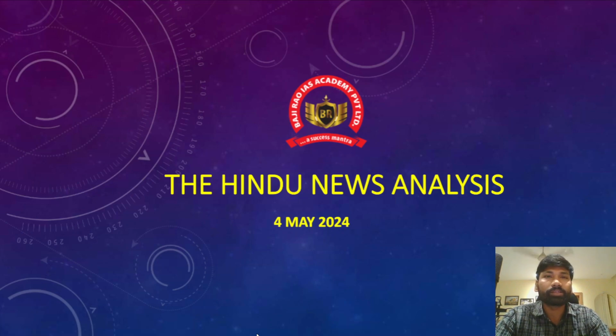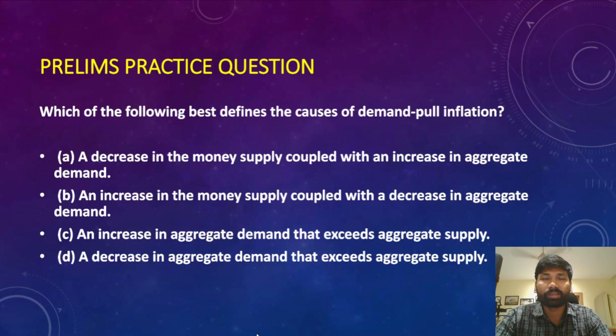But before that, let's try to solve yesterday's practice question, which is regarding inflation, especially demand pull inflation. When we study inflation, it is a general rise in the prices. That is a simple definition of inflation. But there are different types of inflation: stagflation, disinflation or deflation, demand pull inflation, cost push inflation. It is very important for you to understand what exactly these different types of inflation actually mean.